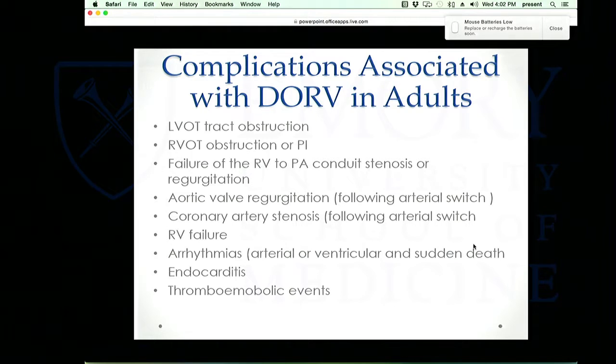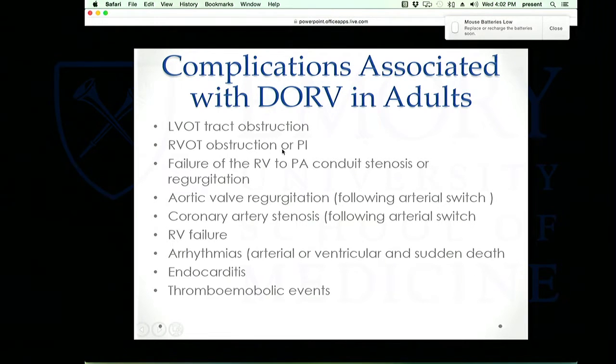And then the complications that we see in adults are essentially whatever type they were, then you just follow it. So somebody with a subaortic VSD, essentially a VSD without pulmonary stenosis, they would be like a repaired VSD, so they don't have as many complications long term.